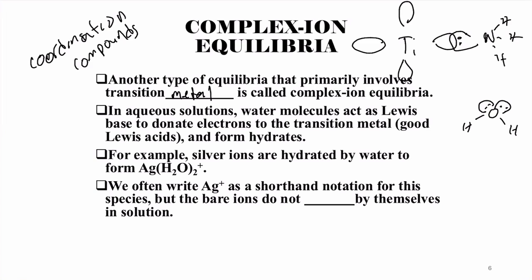And so we often just write Ag+ as a shorthand notation for this because this just happens naturally in water, right? The ions do not actually exist by themselves in solution. So the Ag+ ion does not actually just exist as Ag+ floating around in solution. Usually it exists as a coordination compound coordinating with water molecules.